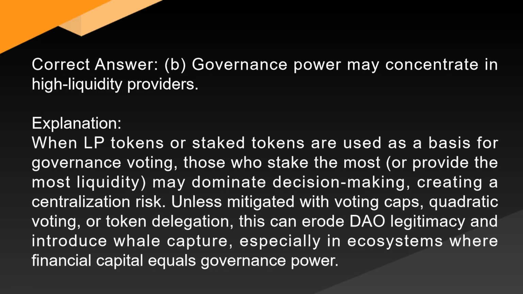Explanation: When LP tokens or stake tokens are used as a basis for governance voting, those who stake the most or provide the most liquidity may dominate decision-making, creating a centralization risk. Unless mitigated with voting caps, quadratic voting, or token delegation, this can erode DAO legitimacy and introduce whale capture, especially in ecosystems where financial capital equals governance power.